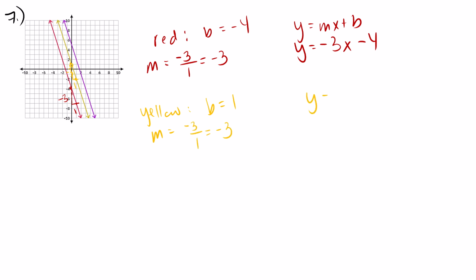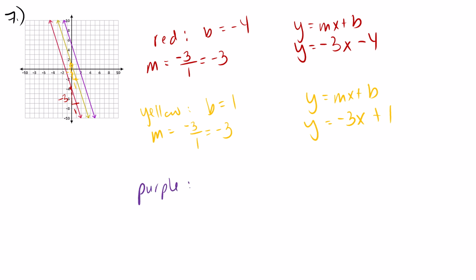So we have y equals mx plus b, and so this one appears to be y equals -3x plus 1. Now you might be noticing something here, okay? And that's the intent, is to just notice something. So last but not least, let's take a look at that purple line.